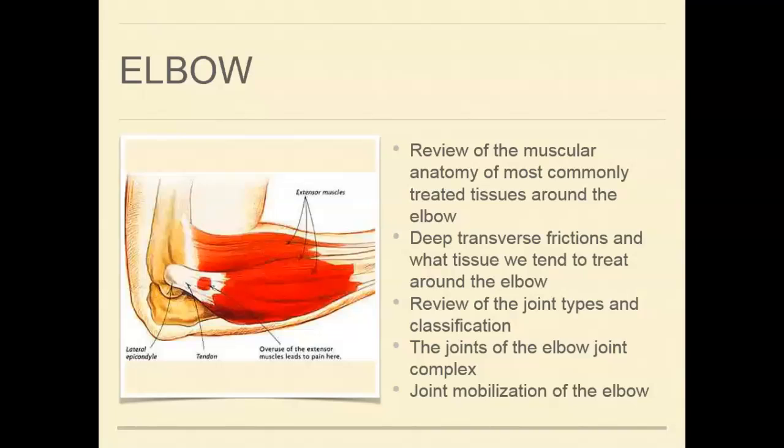In this presentation, we will review the muscular anatomy that is most commonly treated around the elbow with stretching, as well as deep transverse frictions. We will also go through an explanation of the classification and arthrokinematics of the joints that comprise the elbow and the joint mobilizations that are used in treatment of restrictions of the elbow.